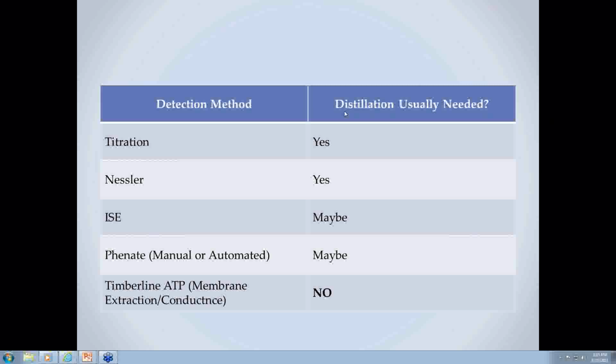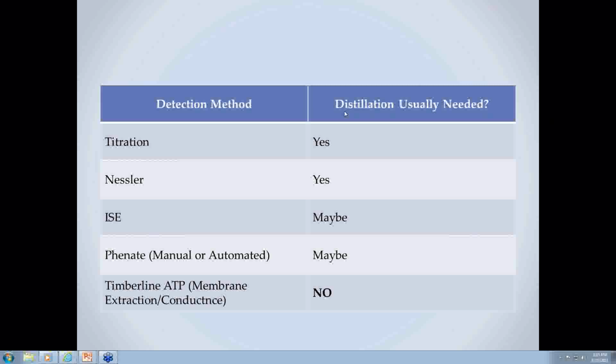There are laboratories, on their final effluent from a wastewater plant, that have done comparison studies where they show, yes, we get the same number whether it's distilled or not. They're allowed to do that. But if there are any interferences, you really want to distill.